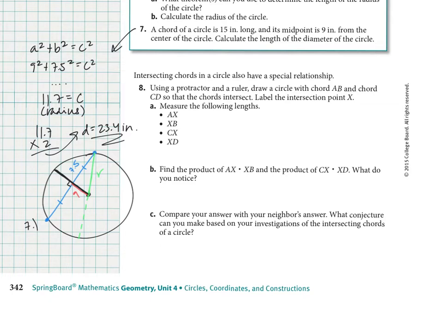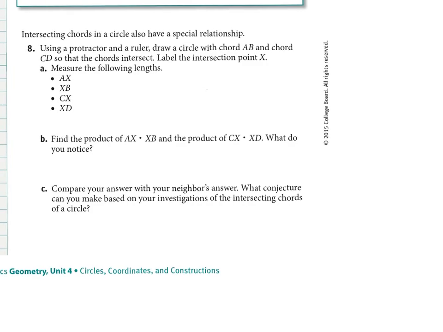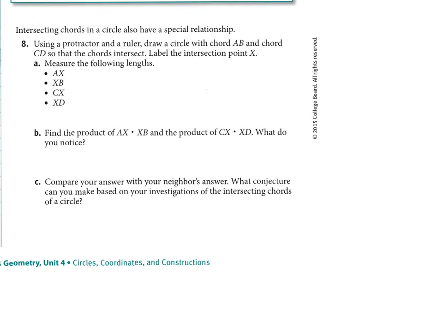Now let's go ahead and look at number 8, where we're going to be introduced to a new special type of relationship with chords. So it says intersecting chords in a circle also have a special relationship. So again, it says use a protractor and a ruler. We're going to do our best to just sketch and draw a picture of a circle off to the side, and that's totally okay if we're eyeballing it.